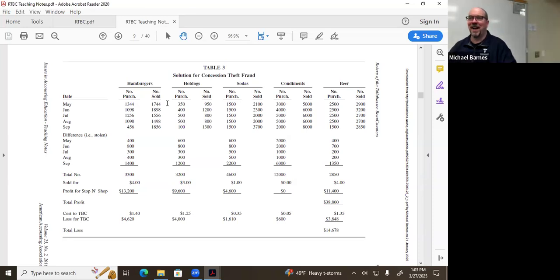But anyway, consistently, all of the sales are more than the purchases. What's the only possible explanation for that? It's that they're getting outside sources of inventory that they're not paying for. And as Kyle pointed out, total loss of $14,678. Exact dollar figure. Well done, Kyle. Well done.